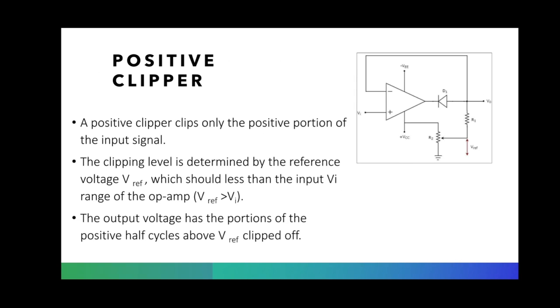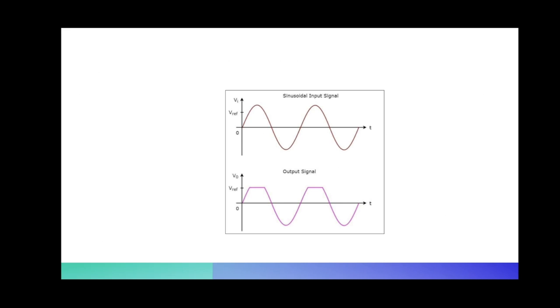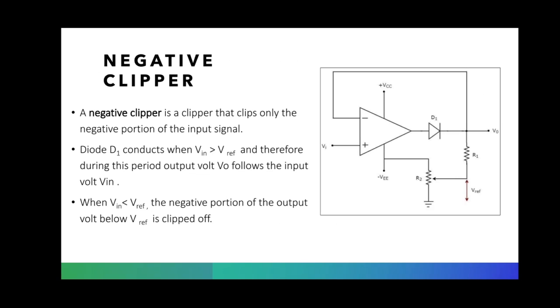Positive clipper. A positive clipper clips only the positive portion of the input signal. The clipping level is determined by the reference voltage Vref, which should be less than the input voltage range. The output voltage has a portion of the positive half cycle above Vref clipped off. And the input and output signal waveforms are shown here.